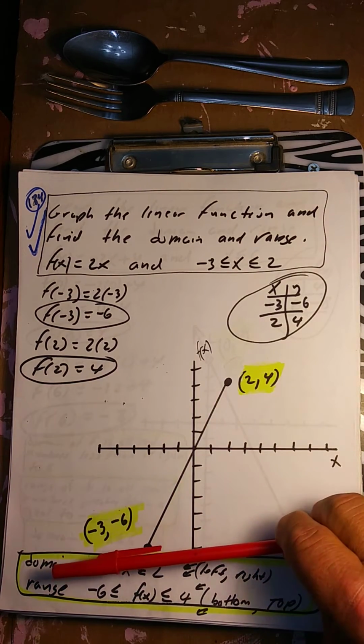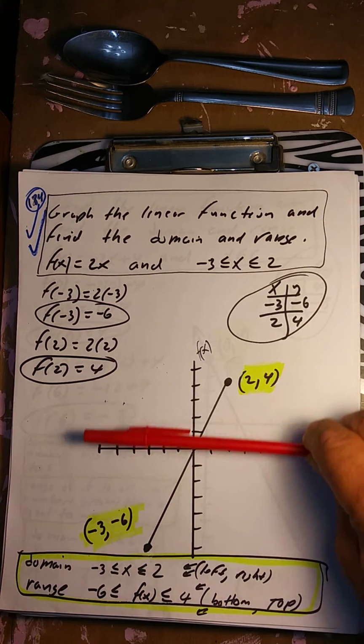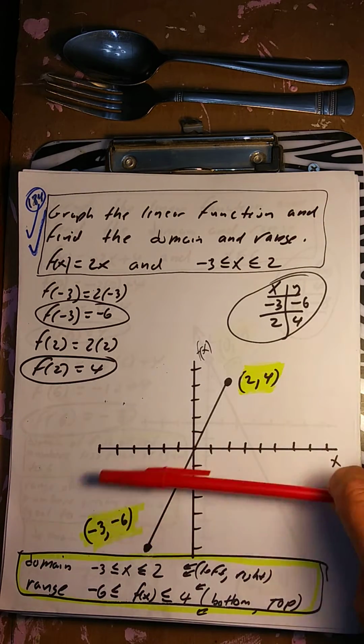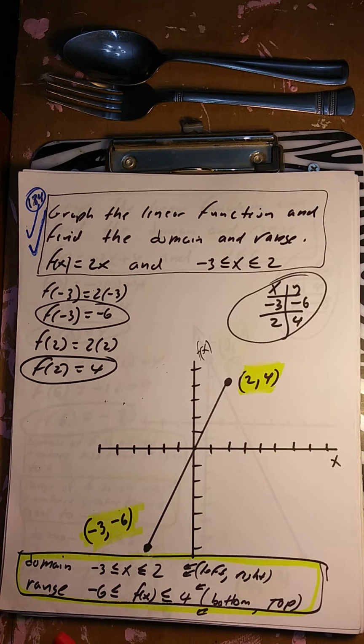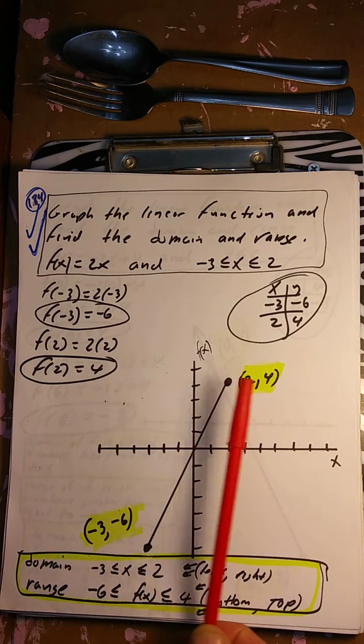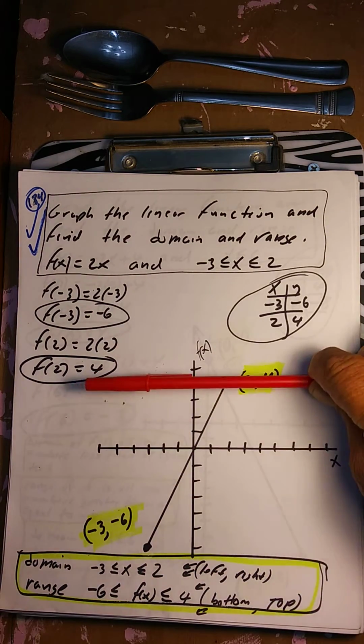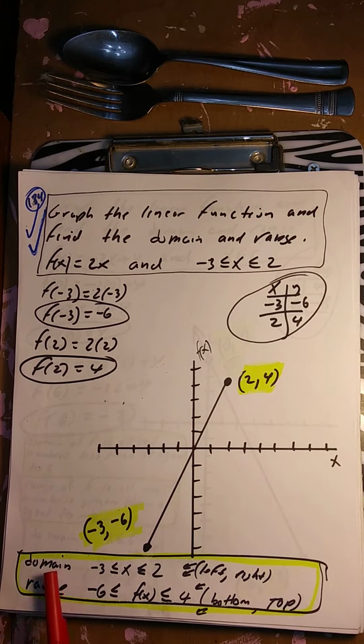Range, from bottom to the top. So the bottom of the graph goes where? To negative 6, all the way up to 4. So from negative 6 to 4. And the range is going from negative 6 to where? 4, from the bottom to the top. Left and right is domain, range is from here to here. Domain: negative 3 is less than or equal to x, less than or equal to 2. Range: negative 6 is less than or equal to f of x, less than or equal to 4.